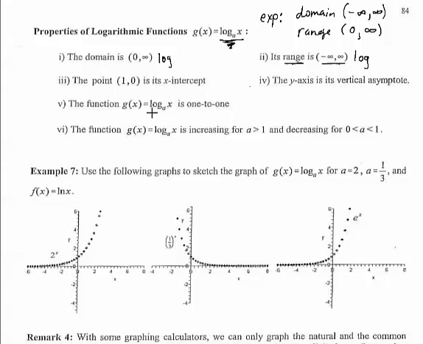5, the function is 1 to 1, just as the exponential function was 1 to 1. If the functions weren't 1 to 1, then you couldn't find the inverses of them. Property 6 here: the function log base a of x is increasing for a greater than 1 and decreasing for a less than 1 but greater than 0.